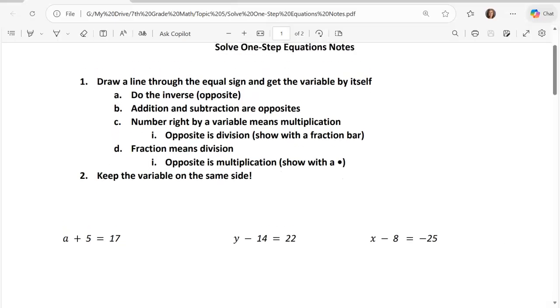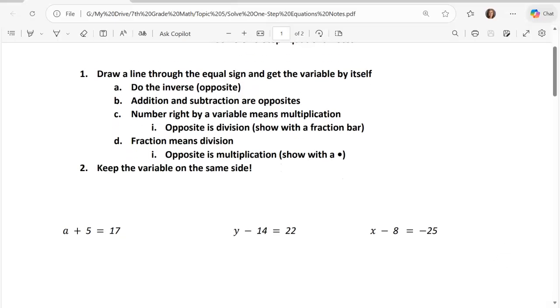How I would like you to show your work is I would like you to always draw a line through the equal sign. And then the whole idea is that you'll split the problem into two sides: the left side of the equal sign, the right side of the equal sign. Your whole idea is you want to isolate the variable, or get the letter all by itself. So you want to get the letter on one side of that line and all the numbers on the other side of the line. You do that by doing the opposite. So if you see addition, the opposite of addition is subtraction. If you see subtraction, the opposite is addition.